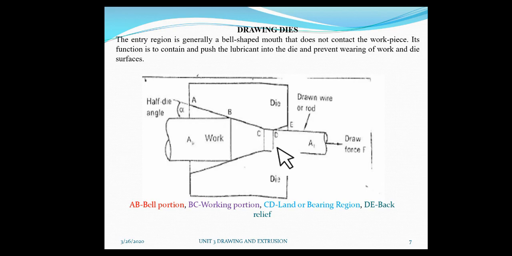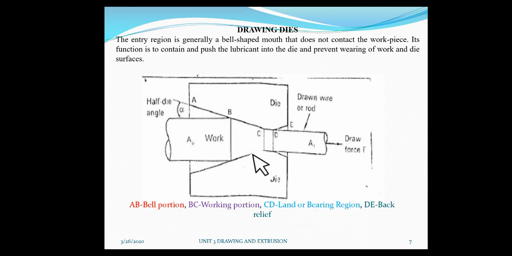Remember, after the working portion, what will happen? There is friction. By using that frictional force, the wire or rod will be dragged out through the die. That we call the frictional drag of the wire or the rod, and it does not cause any reduction in this portion. Remember, by using the frictional drag, it will be pulled out through the die after the working portion. That region we call the land or bearing region. In this region there is no reduction.